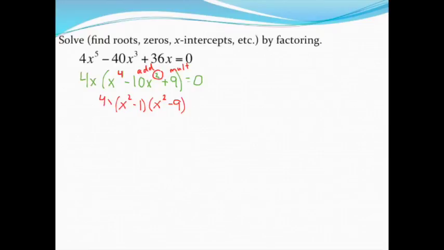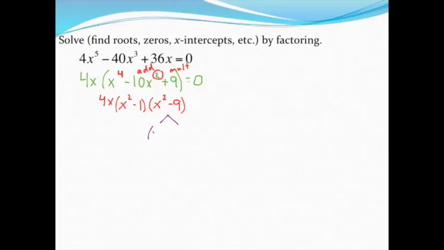Okay, I still want to check for more factors. Because it's x squared, I probably want to look for a difference of 2 squares, and it turns out that in this case both parentheses are a difference of 2 squares. They're both subtraction problems, and negative 1 and negative 9, or 1 and 9, are both perfect squares. So I can factor again. Don't you love these problems?